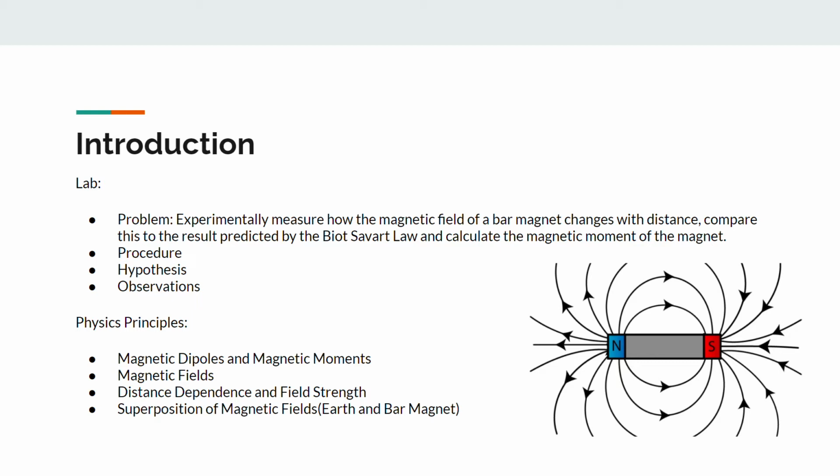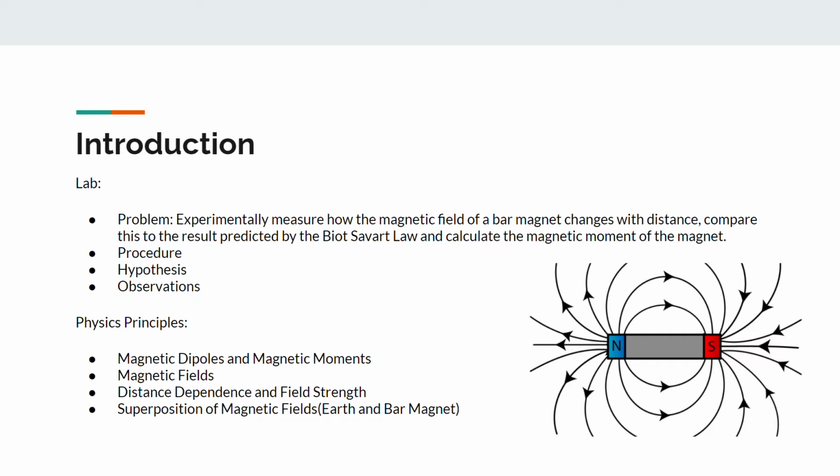For the physics principles involved, we looked at magnetic dipoles and magnetic dipole moments. The bar magnet is a permanent dipole with the dipole moment pointing in the direction of the magnetic field, and we calculated the value of the magnetic moment of the bar magnet. With magnetic fields, the bar magnet created a steady magnetic field, and this is what we measured, allowing us to do our calculations. For the distance dependence, the field strength of the bar magnet's field is proportional to 1 over r cubed, which is similar to what we found experimentally.